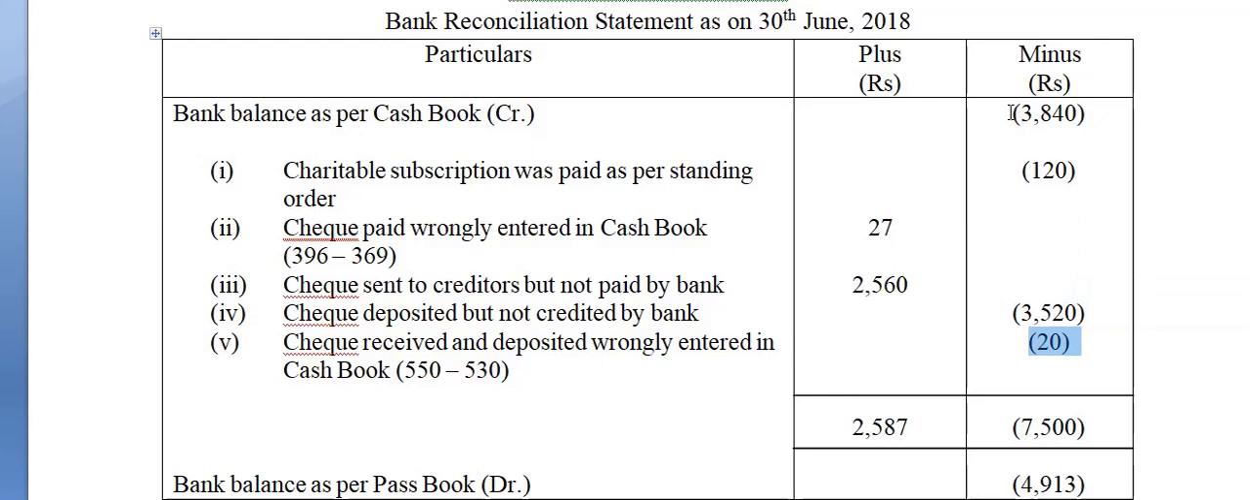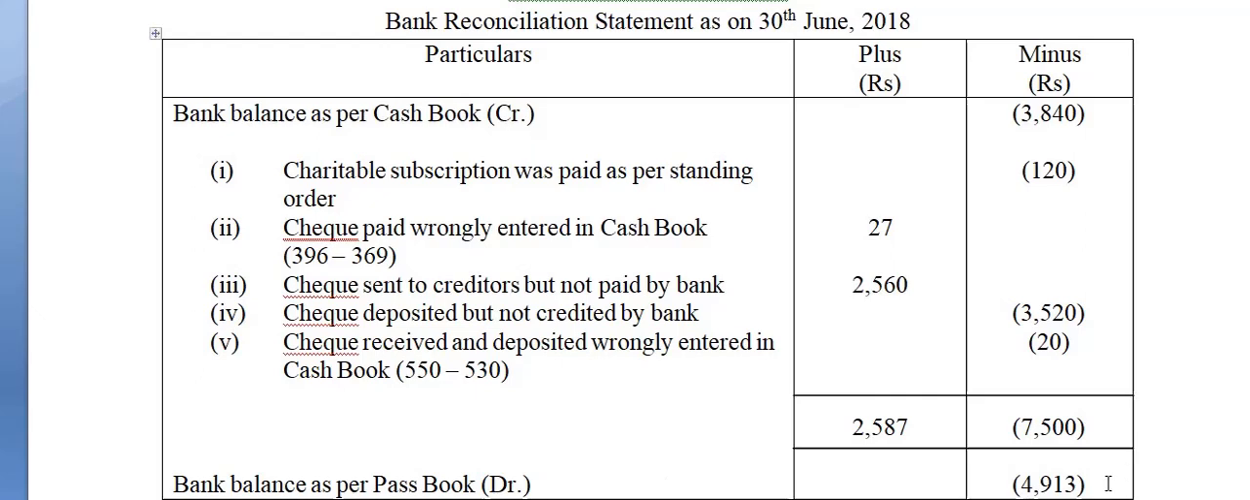Now this is the total of the minus side. The total of the minus side is 7500. And you will get the total of the plus side to be 2587, and since the total of the minus side is more, you will write this balance out here on the minus side only, 4913 inside the bracket. Inside the bracket, remember, inside the bracket.